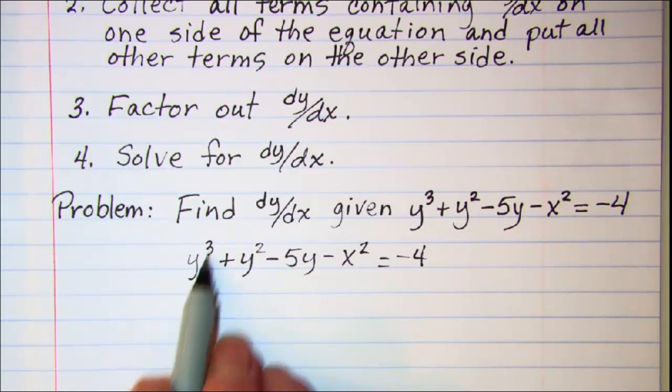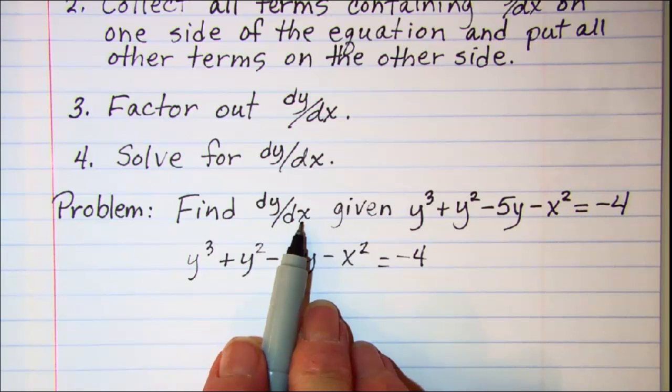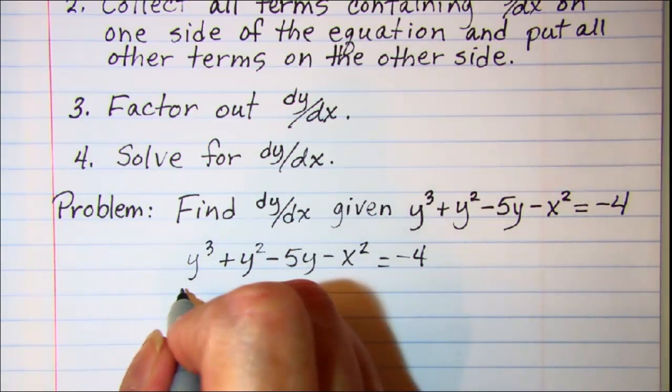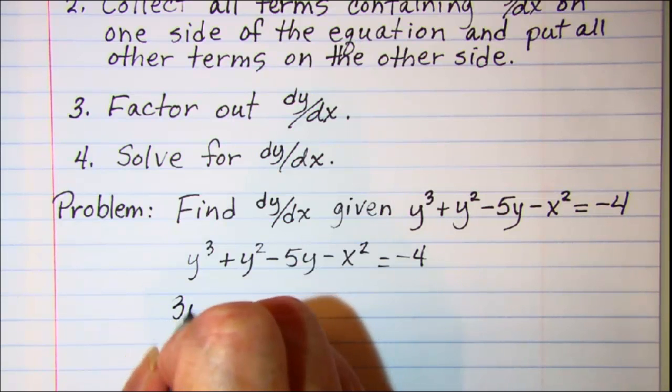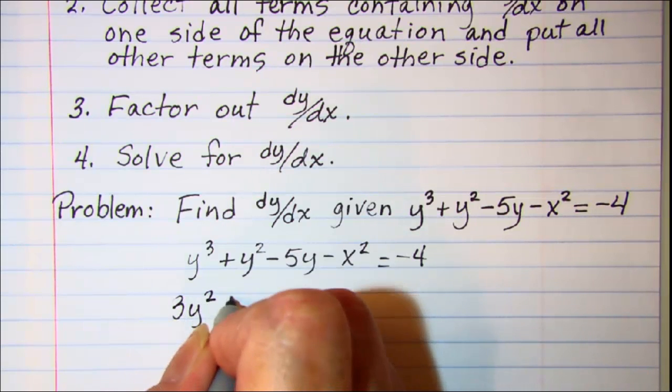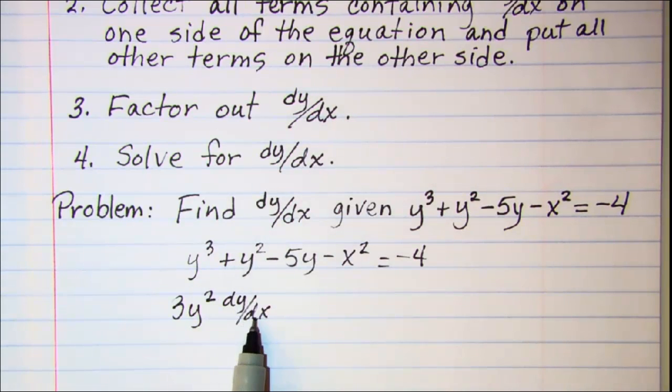So our first term is y cubed. We're differentiating with respect to x. So this one needs to be 3y squared times dy/dx. Basically, when you're differentiating with respect to x, if it's a y term, you go ahead and differentiate it, but you need to use the chain rule, so you multiply by dy/dx.